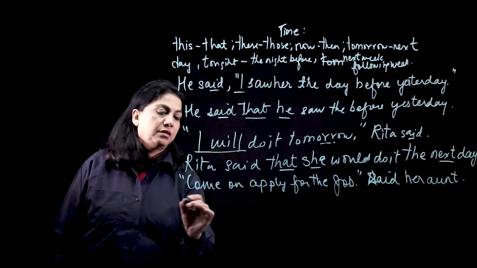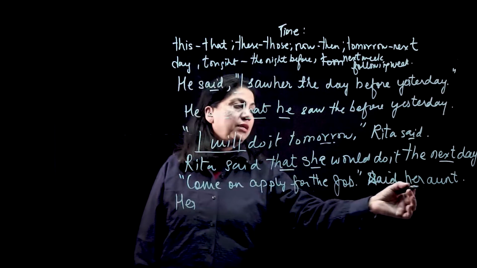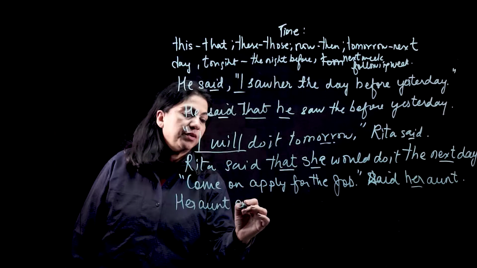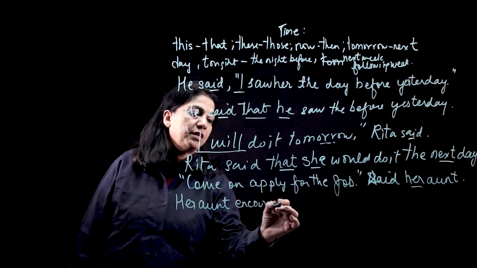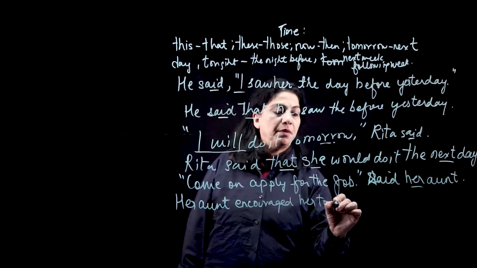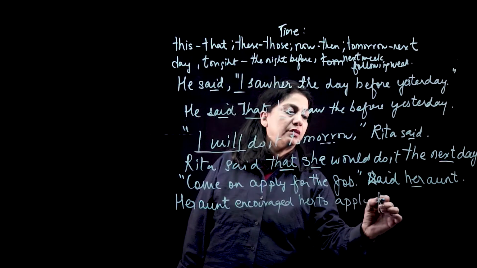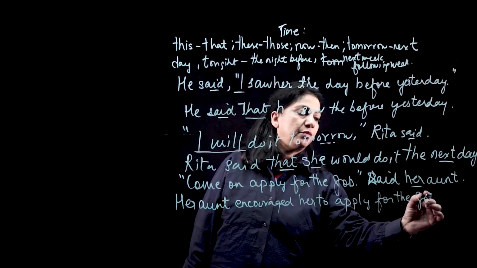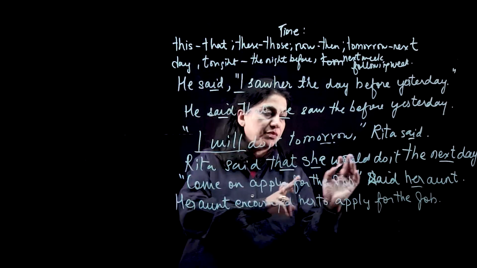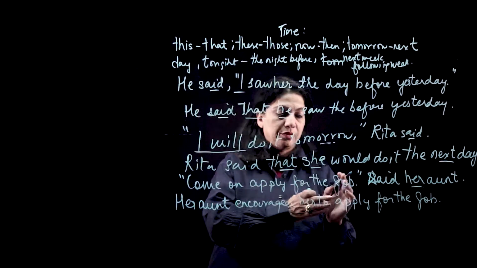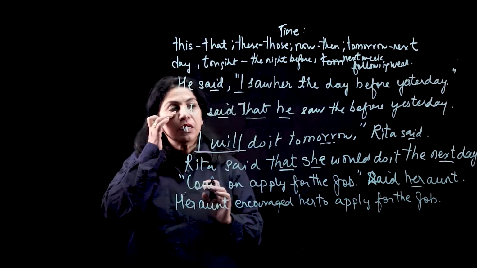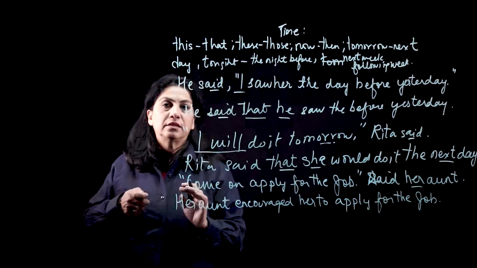So her aunt advised her or encouraged her. You can write either. I'm putting here: her aunt encouraged her to apply for the job. So what have you learned here? Apart from changing the pronoun, apart from changing the tense and adding the conjunction that, you have to also be careful with your reporting verb. The reporting verb will change according to the sentence. Is that very clear?